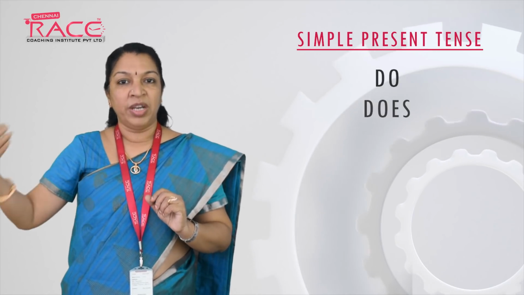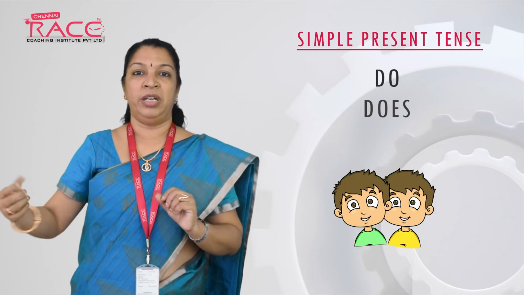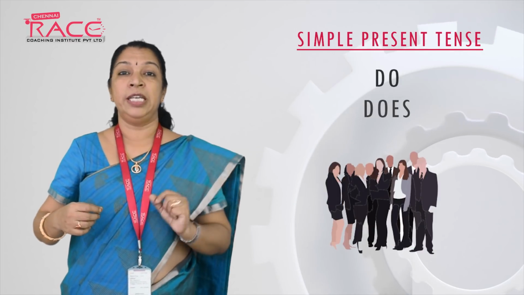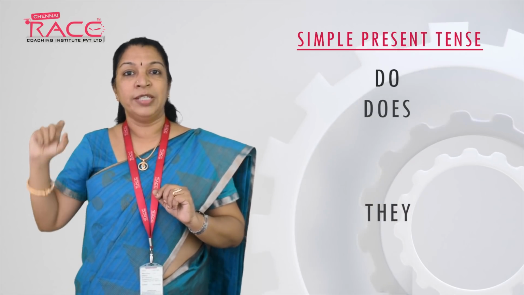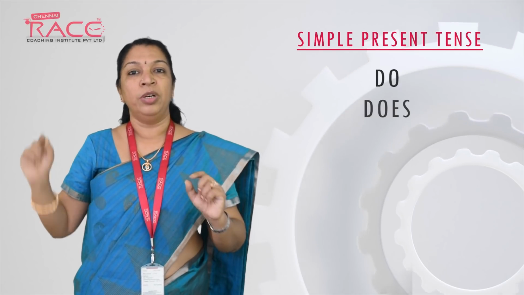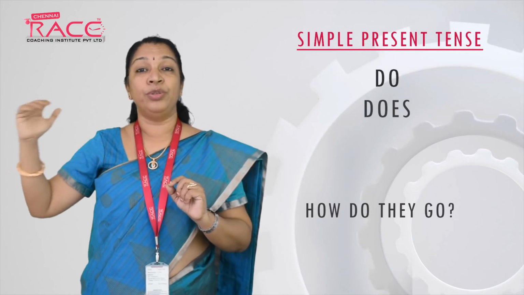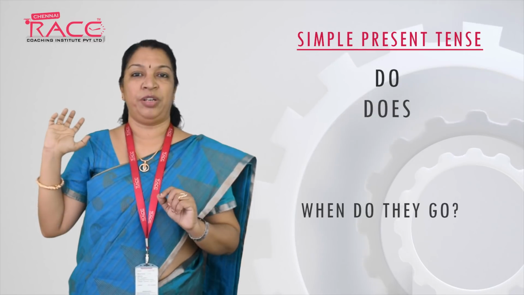In case we are talking about plural, like two boys or children, people, policies, programs, they all come under they. So whenever it is plural, we will take the help of do followed by the main verb go. So how do they go? When do they go? Will be the question form.